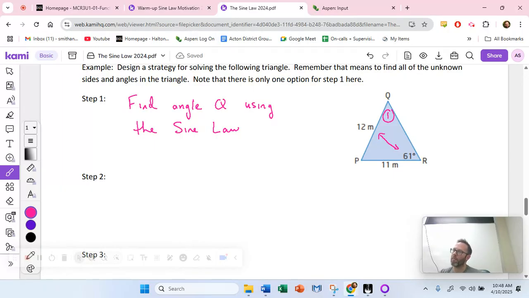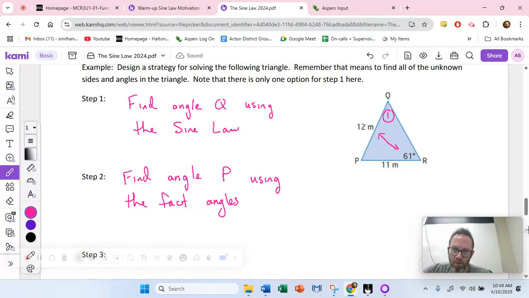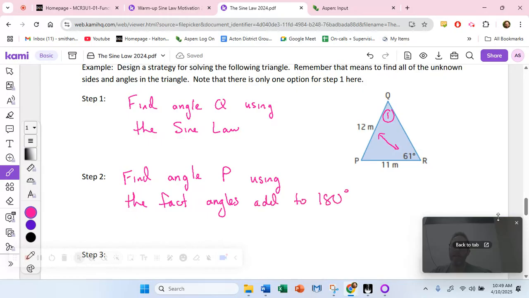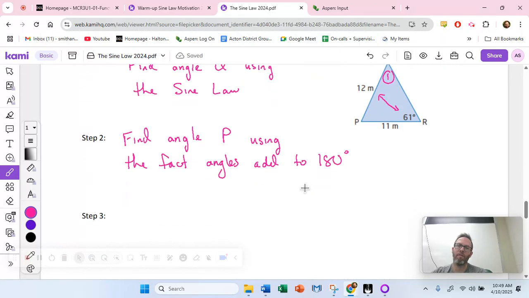We also need angle P and side P. We cannot find side P using the sine law without angle P. We need angle P first. We can't find angle P using the sine law either. You have to use that old skill of using the fact that angles add to 180. Find angle P, using the fact angles add to 180. And then finally, once you have angle P, you can use the sine law again to find side P.